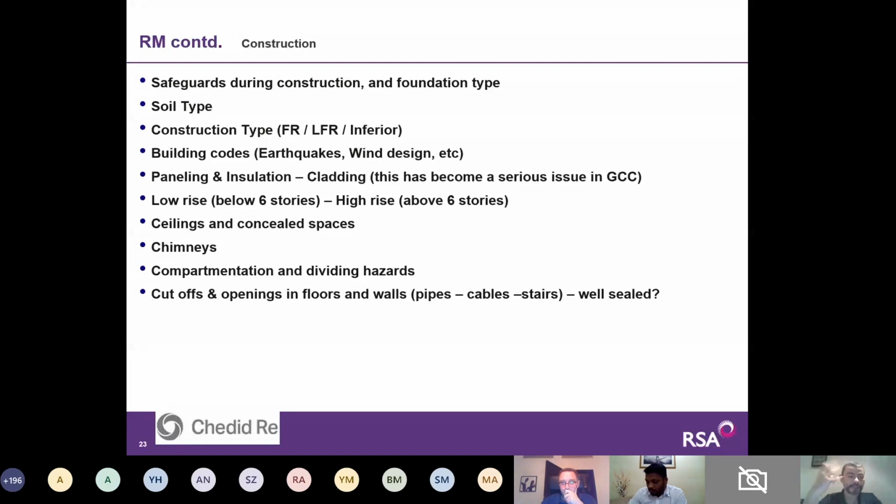Okay, paneling and insulation, ACP, cladding. It's very, very critical now. It's very serious now in the whole region, in the world.